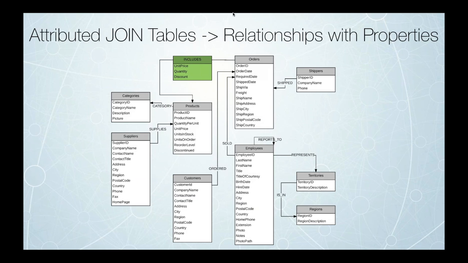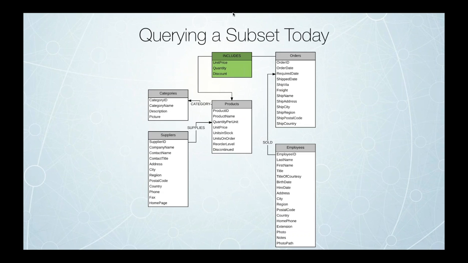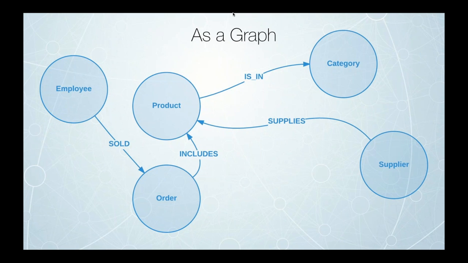So I'm going to show you some example queries, but these queries are only going to represent a subset of the overall graph. This just makes it easier to fit everything on screen here. And this is what I'm going to represent. This is kind of the ER diagram converted to a graph. And then we have the graph here. So we have an employee who sold an order. That order includes products. Those products are in categories. And those products are supplied by a supplier.